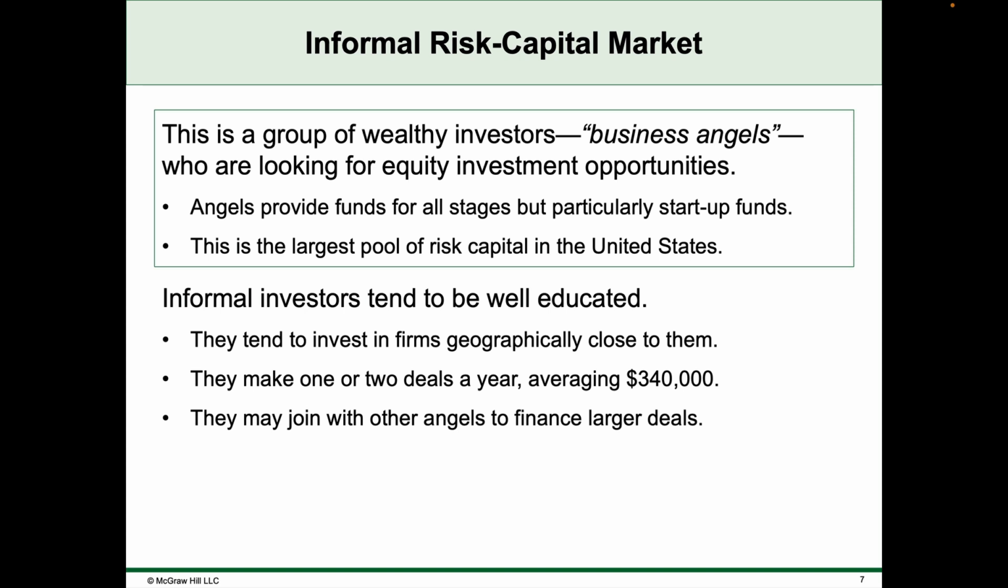So, who are these informal investors and what are they like? They tend to be well educated. Many have graduate degrees. The firms receiving investment funds are usually within 1 day's travel, so they like to invest close to them. Business angels make 1 or 2 deals a year, averaging $340,000. When they find larger deals, angels may get together with other angels to finance it.